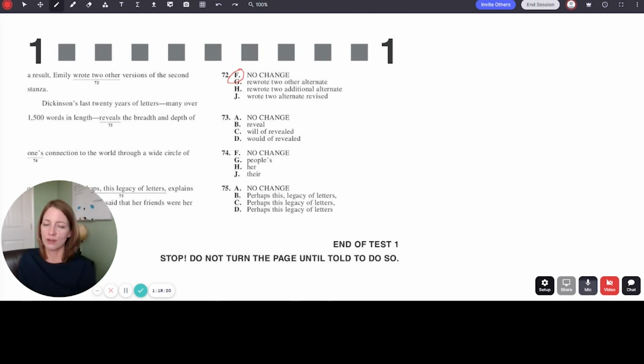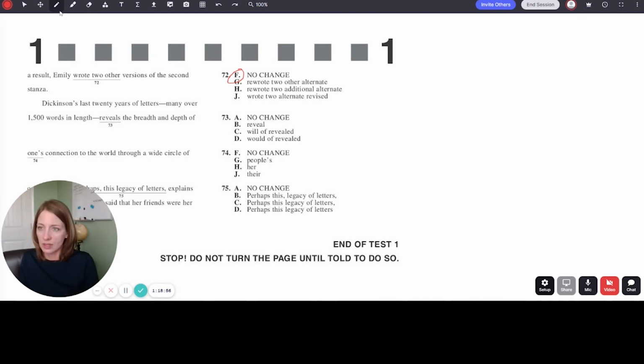And part of that is to feel pretty comfortable with the vocabulary. Dickinson's last 20 years of letters, many over 1,500 words in length. Okay. All right. So we have to decide, do we need a singular or plural verb here? Are we looking for future tense? What are we trying to do there? Okay. Let's go the whole route of singular and plural. So we have to identify the subject to be able to do that. Okay. Dickinson's last 20 years of letters.